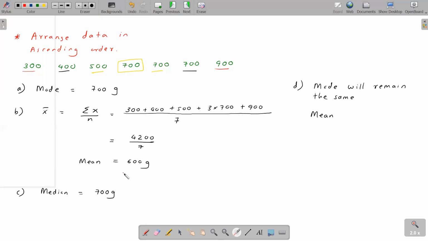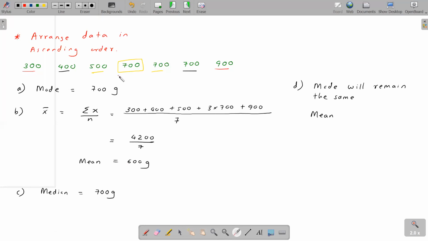Remember, if you add a new data point which is higher than your current mean, your mean will increase. Let's say the new value we are adding is 500. The new value you add is lower than the current mean, which means the overall mean will decrease. But if the new value you're adding is 600, and your current mean is 600, in that case, the mean will stay the same.